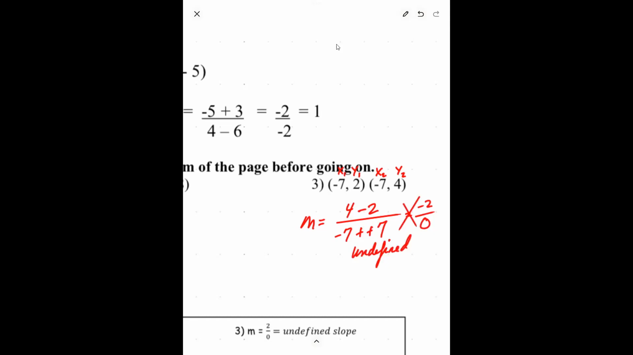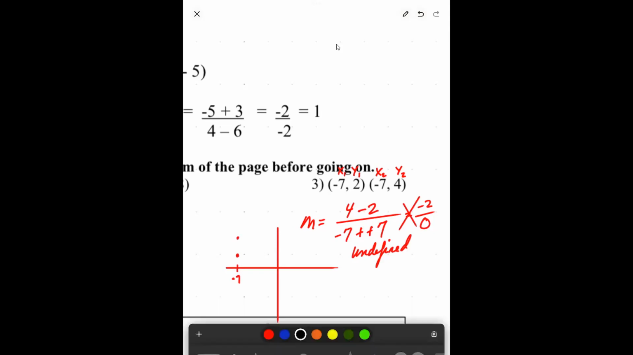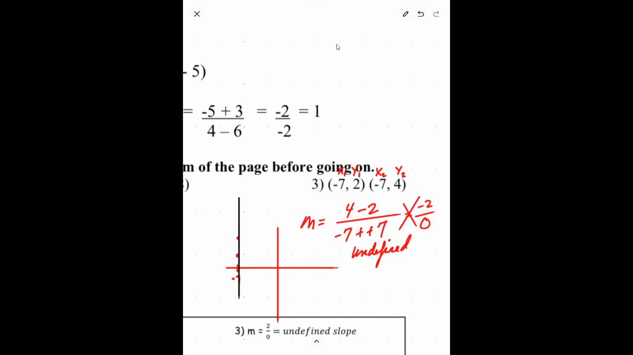It is undefined. Now, if you haven't noticed, if I were to plot this, I would have a -7. I would come over here to, let's say this is 2. This is a -7. And then I would do a -7, 4, which means I would go up. So this would be a vertical line. And vertical lines do not have slope. They're undefined. The x values are the same. So that means it's going to be a vertical line, and all vertical lines are undefined.